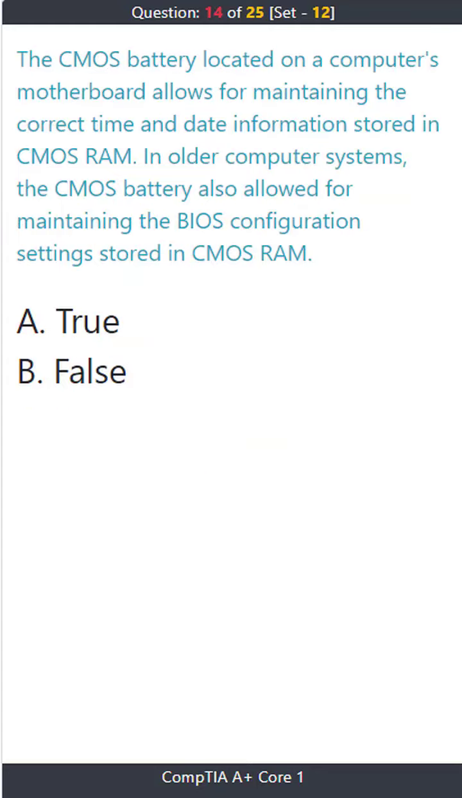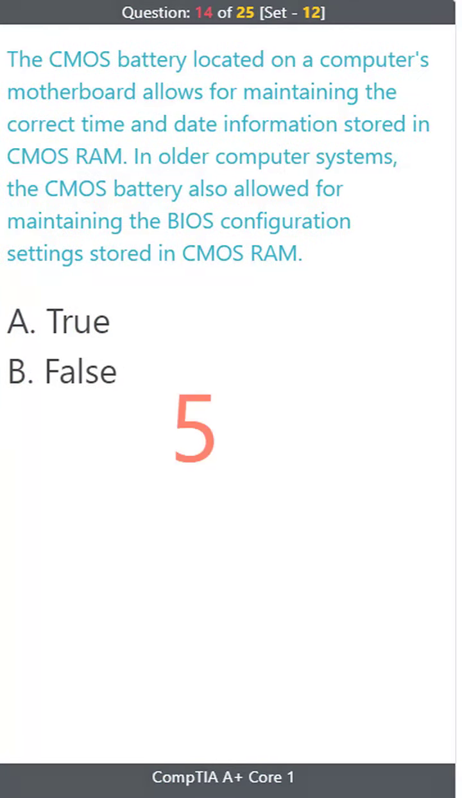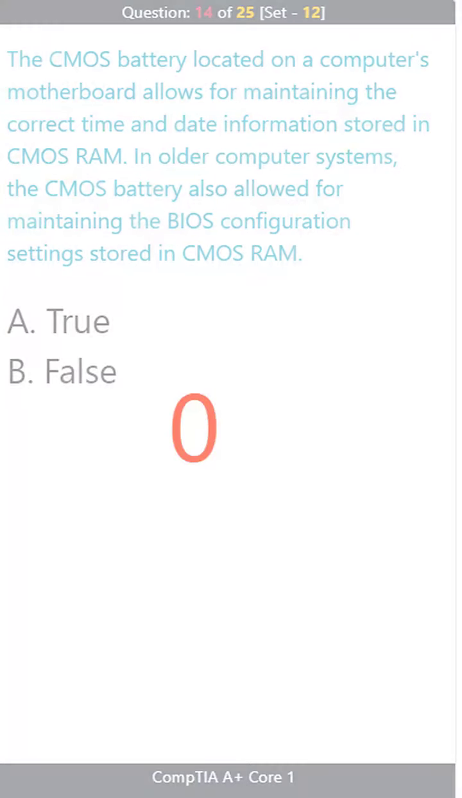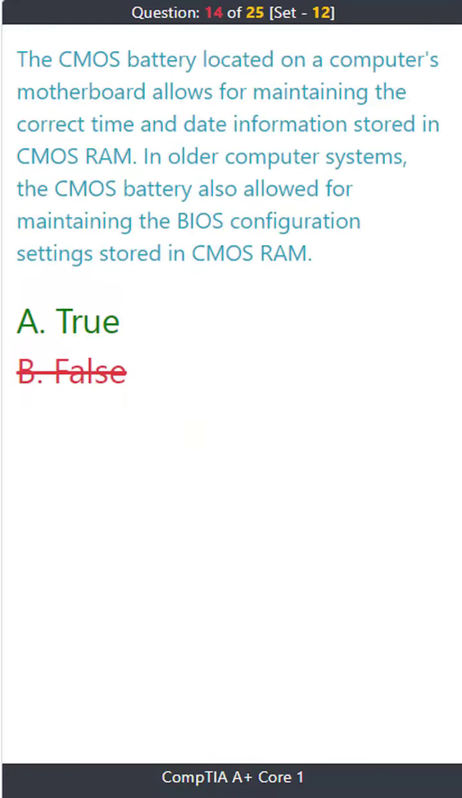Question 14. The CMOS battery located on a computer's motherboard allows for maintaining the correct time and date information stored in CMOS RAM. In older computer systems, the CMOS battery also allowed for maintaining the BIOS configuration settings stored in CMOS RAM. A. True, B. False. The correct answer is A. True.